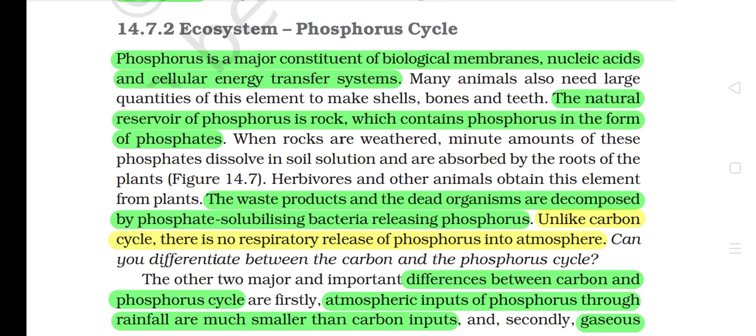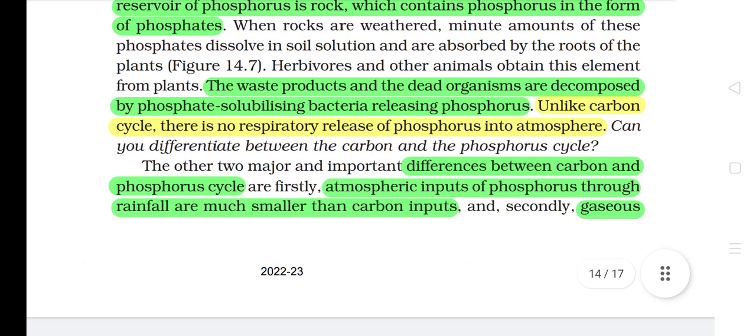When rocks are weathered, minute amounts of these phosphates dissolve in the soil solution and are absorbed by the roots of plants. Herbivores and other animals obtain this element from plants. The waste products and the dead organisms are decomposed by phosphate solubilizing bacteria, releasing phosphorus. Unlike the carbon cycle, there is no respiratory release of phosphorus into the atmosphere.